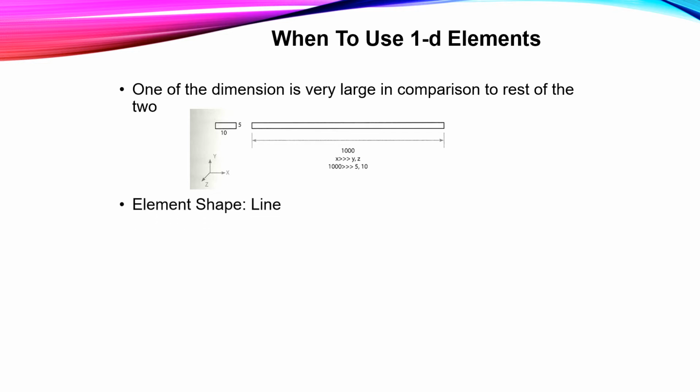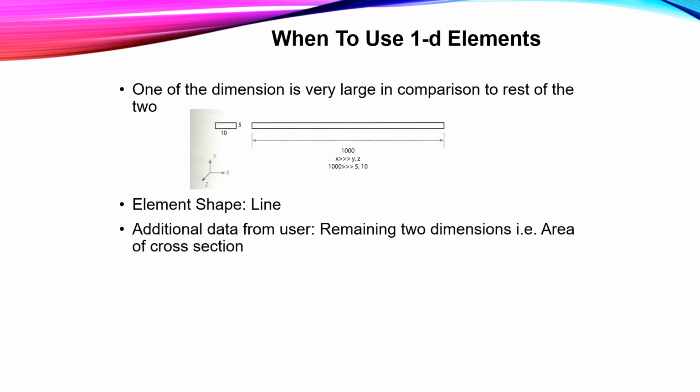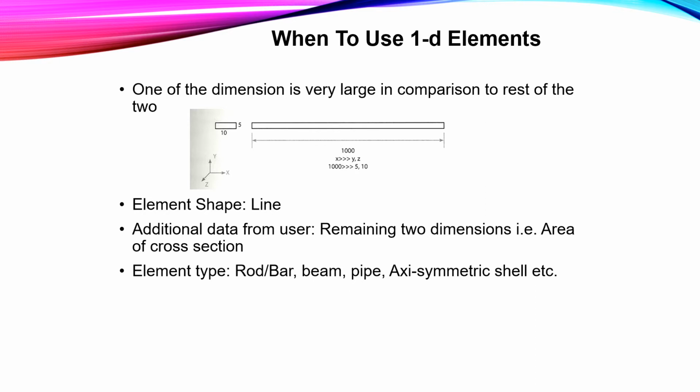As shown in the figure, the length of that element as compared to the width and breadth is greater, so it is a 1D element. The element shape of one-dimensional elements is a line. Additional data required from the user for the remaining two dimensions is the area of cross section. Element types in finite element analysis for the one-dimensional element are rod, also known as bar, beam, pipe, axisymmetric shell, etc.